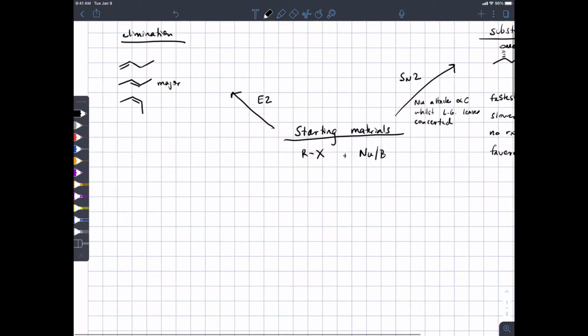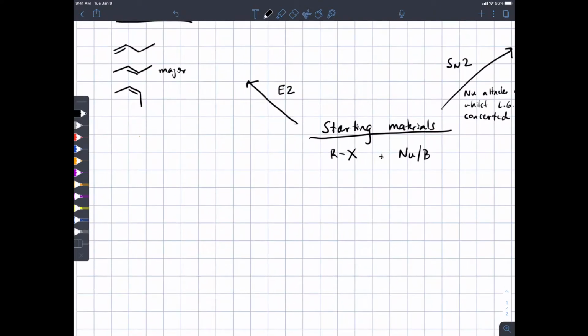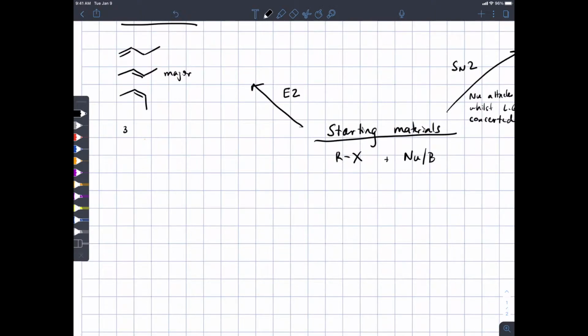In terms of how the rate of E2 depends on the substitution of the alkyl halide, this is maybe something that you've read, but we haven't mentioned a lot in class. E2 is actually very fast for tertiary alkyl halides, in part because the alkenes you make from tertiary alkyl halides are more stable and more substituted, but also because tertiary alkyl halides have more beta protons to choose from. So it gets faster from a statistical standpoint. For secondary alkyl halides, it's okay. And for primary alkyl halides, it's way slower.